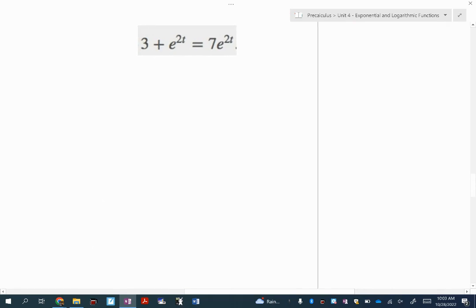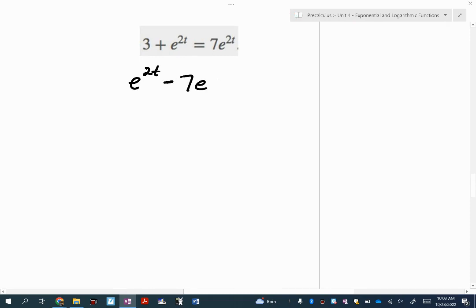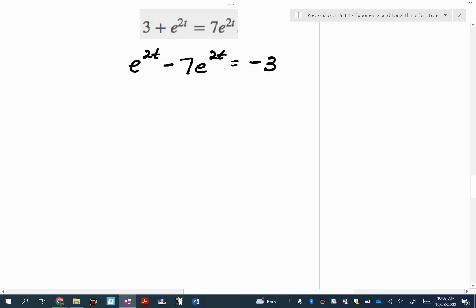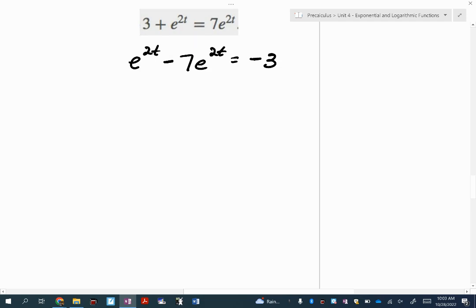Okay, let's try this one. Now, this one's a little tricky. You've got 2 instances of e. So let's go ahead and move the 7e to the 2t power over here, and move the 3 to the other side, which is a negative. Then I'm going to subtract: this is 1e to the 2t power minus 7e to the 2t power, which is negative 6e raised to the power of 2t. Let's move the negative 6 over with division. Negative 3 divided by negative 6 is 1/2.